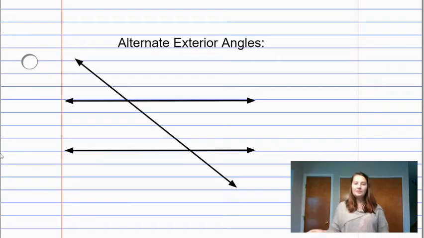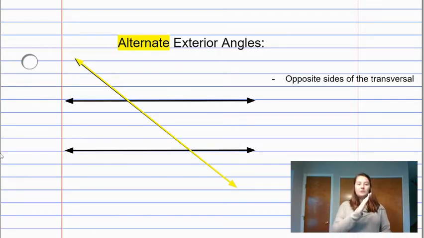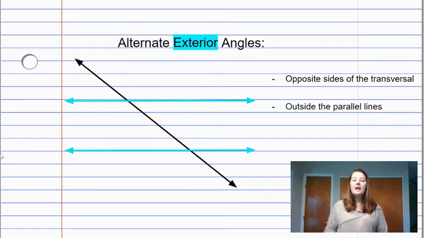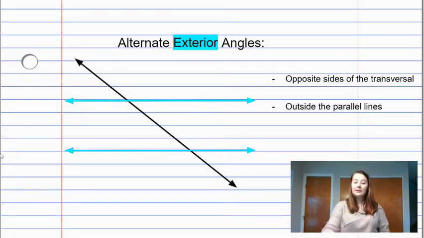Okay, alternate exterior. Let's break it down the same way we did alternate interior. Alternate still means opposite sides of the transversal. So that's something these two angle types have in common. They are still on both sides of the transversal. One angle will be on the left, one will be on the right. Now, in interior, we said they were in between the parallel lines. Exterior is the opposite. They are outside of the parallel lines. Interior, in between the sandwich. Exterior, outside of it, okay?